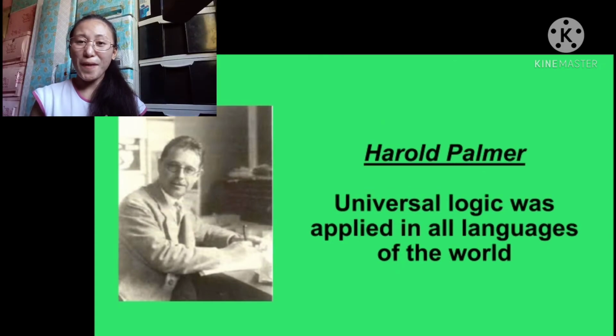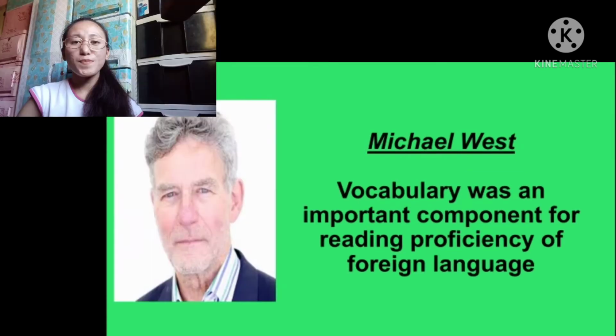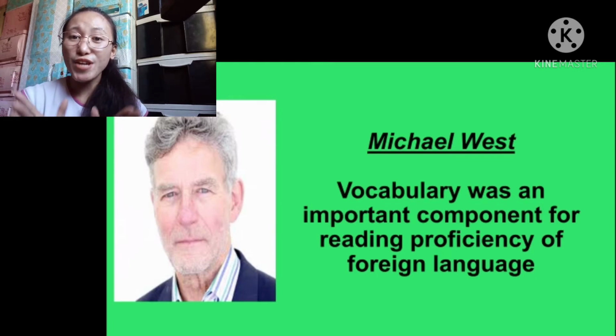During his stay in Japan, Harold Palmer tried to teach grammar through the oral approach while trying to devise a more scientific and specific method. Harold Palmer concluded that a universal logic was applied in all languages all over the world, and it was the teacher's responsibility to understand and apply those in the class. Michael West, while examining the role of English in India in the 1920s, concluded that vocabulary was an important component for reading proficiency in a foreign language.